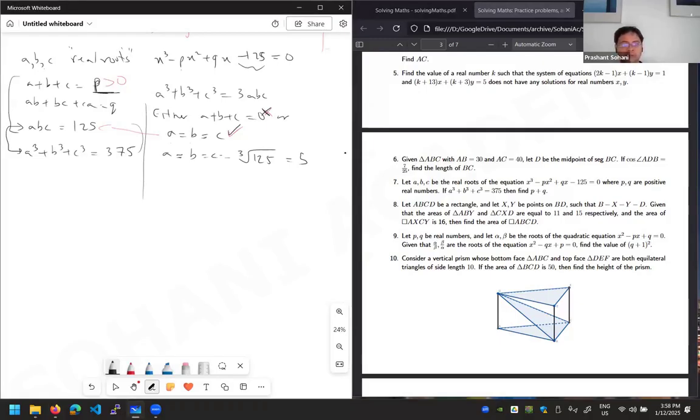Once you realize this, the rest you can do, because now how much is A plus B plus C? So P, which is the sum of all three, will be 15, and Q, which is the sum AB plus BC plus CA, will be 25 plus 25 plus 25, so that will be 75. And so the answer we are looking for is 90.